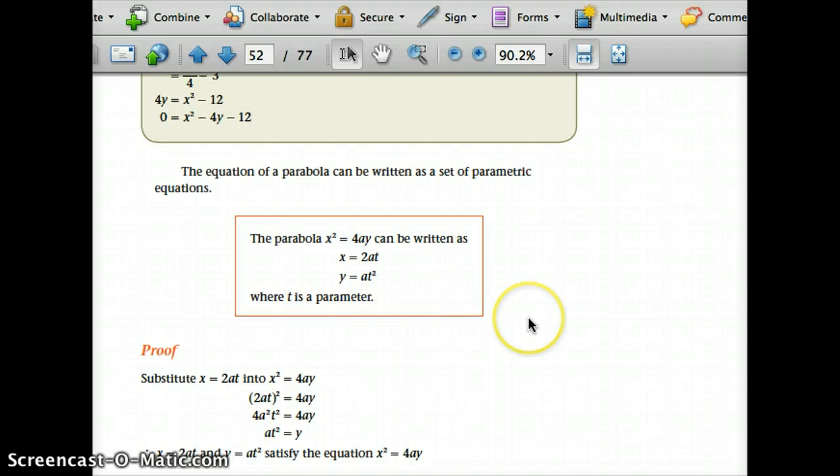So basically what you need to know is this. For any of the locus parabolas we have, we can choose the parameters for x as 2at and for y as at squared.